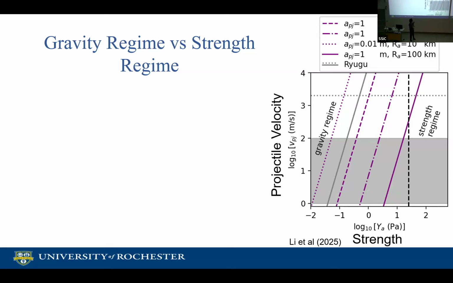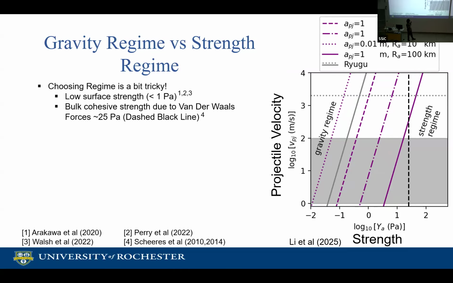Something else we have to consider is which regime these impacts are happening in, because you can have impacts happening in the crater regime or the strength regime. This is a very popular topic right now, because it's a bit tricky to pick which regime it's in. There have been a lot of artificial impacts where the observed cratering seems to be showing very low surface strength, on the order of about 1 Pascal. That would put you into the gravity regime. You can have bulk cohesive strengths due to van der Waals forces, which will put you at about a 25 Pascal strength. Those are your lower boundaries.